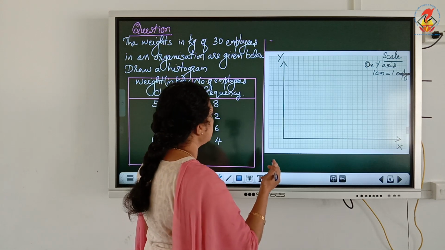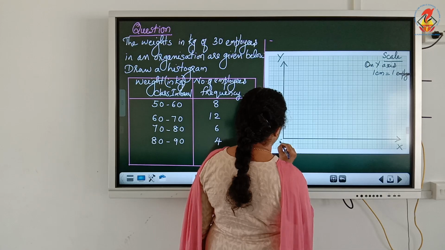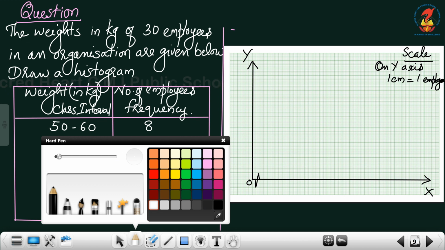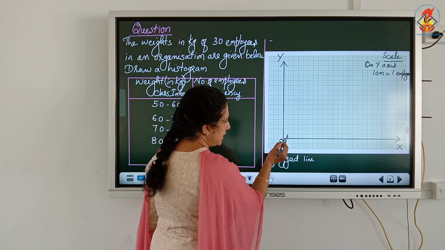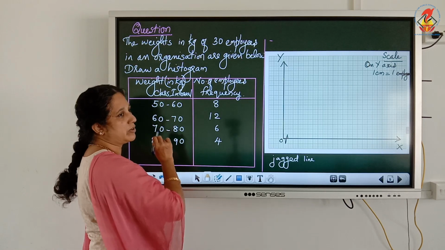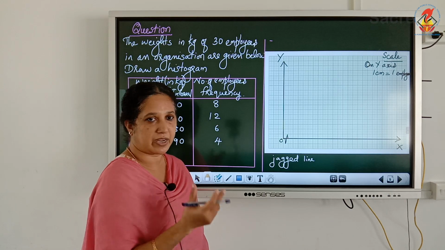So what we have to do is, here it is 0, then this is the first square box, and you have to put a symbol like this, a jagged line, or a broken line. That means in order to indicate that the class intervals do not start from 0 but from 50 onwards. We are not showing the observations below 50.